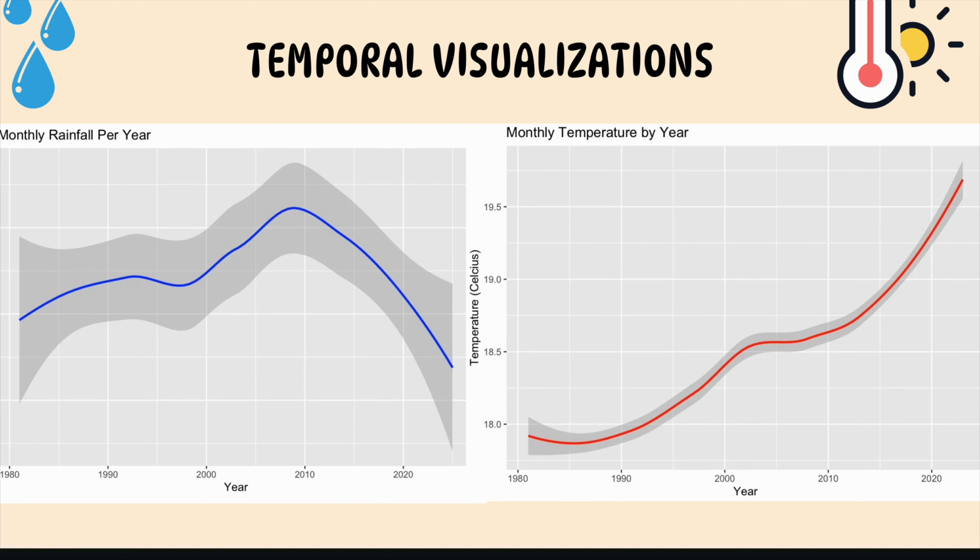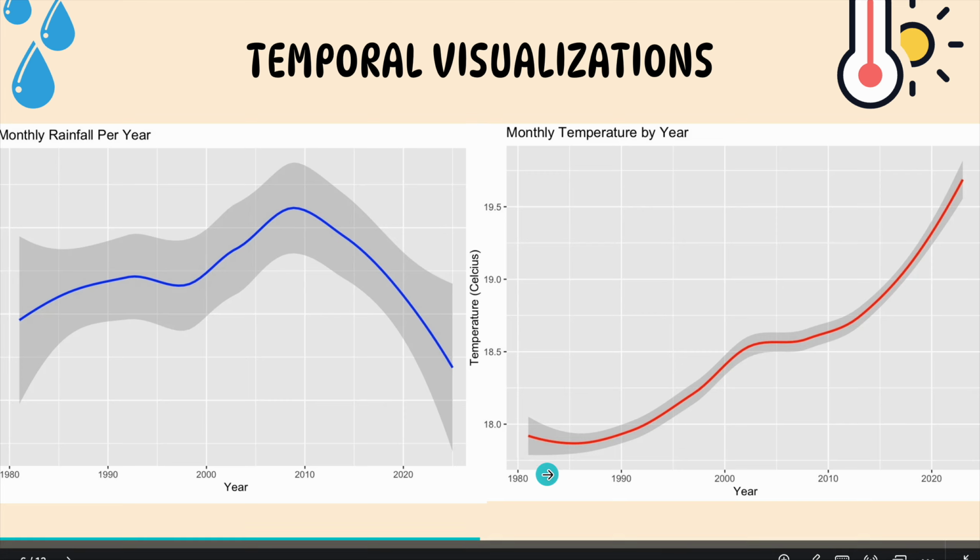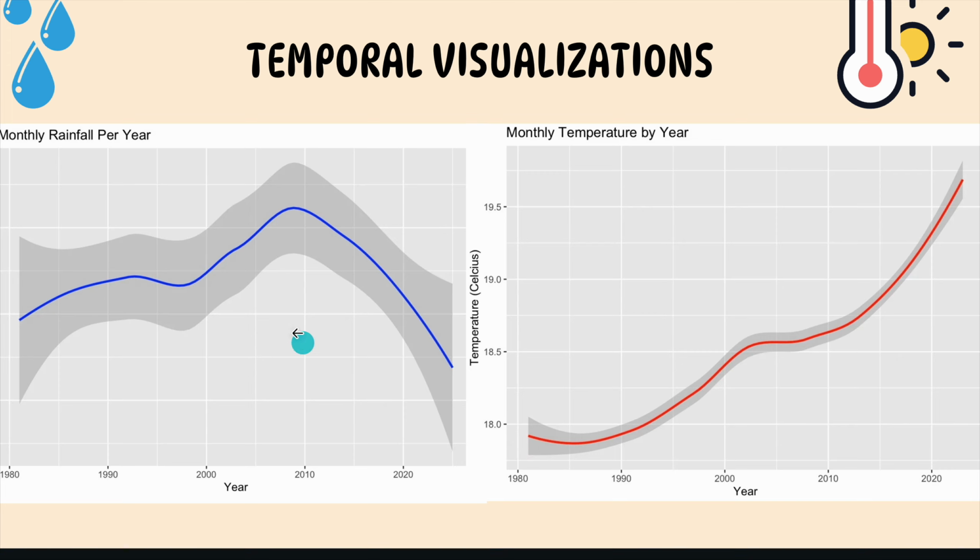Here are my temporal visualizations. On the left we have monthly rainfall by year, and we see a steady increase. There was a jump from 2000 to 2010 in rainfall, and then a very steep decline after that. And then for temperature on the right, we have a gradual increase, and at the same points where we have this peak from 2000 to 2010 is this little steady point of temperature, which I find interesting, and then a huge increase in temperature when there's a huge decrease in rainfall.